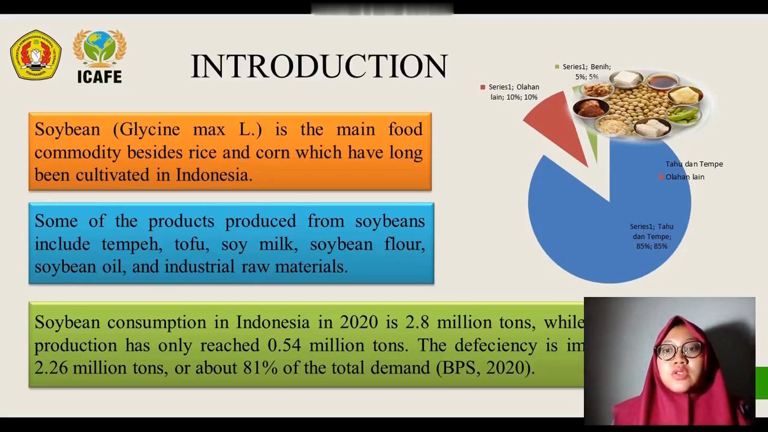Introduction. Soybean is the third most important food crop after rice and corn, which is rich in protein to improve people's nutrition. The very large demand for soybean and the limited ability to import make it necessary to develop domestic soybean immediately.